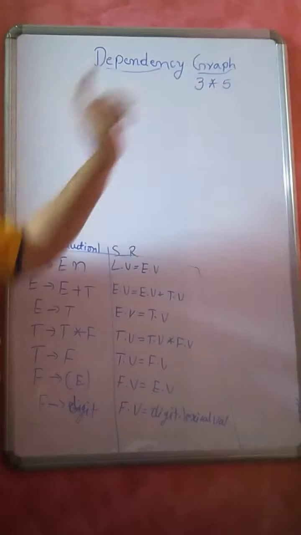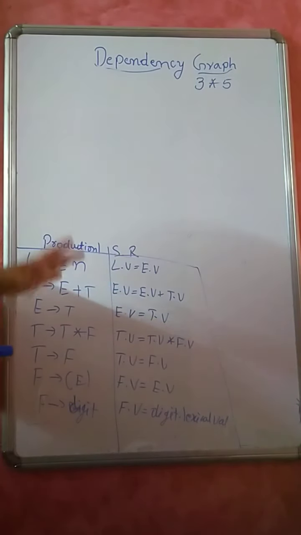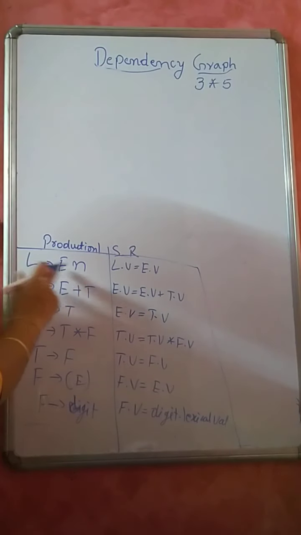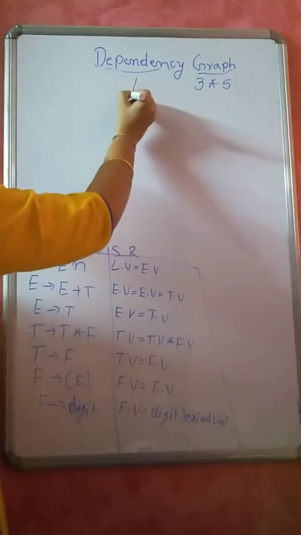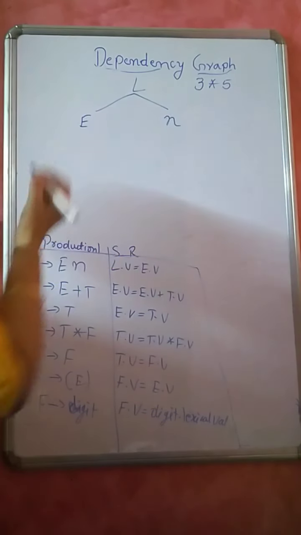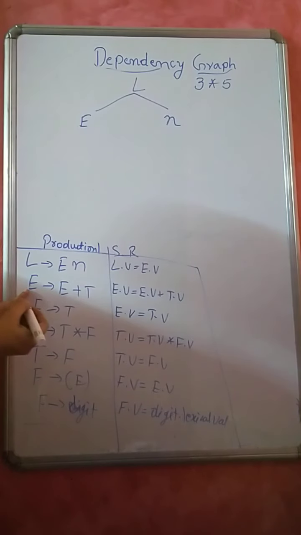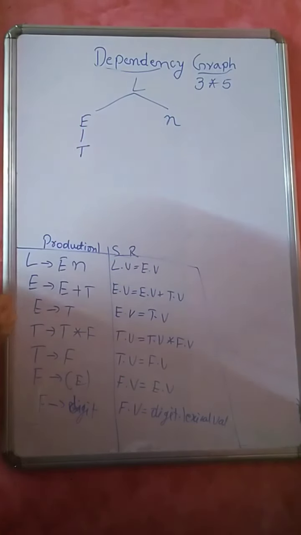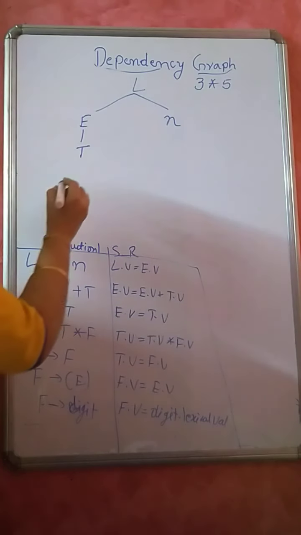Now consider this particular example, 3 star 5, and we will construct the annotated parse tree for this one first. In order to construct the annotated parse tree, we need to start with the start symbol, that is L determines E n. Then E determines E star, is there, no? So E determines T.